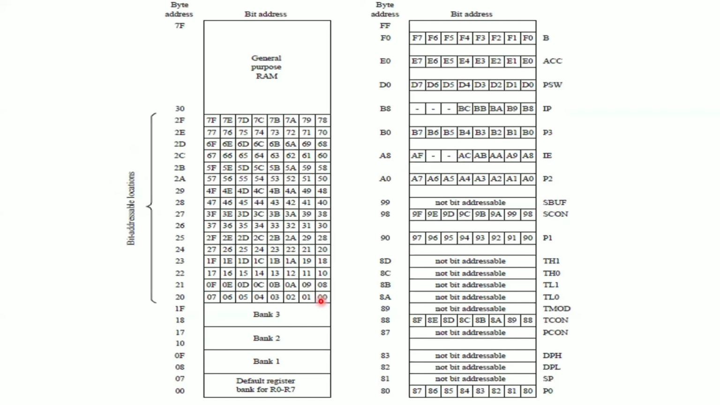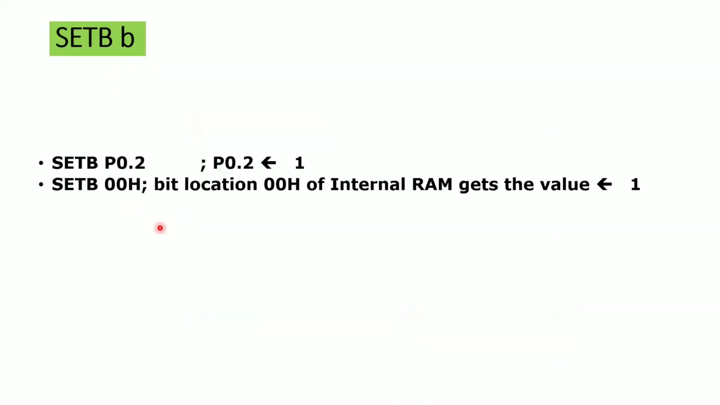And if you want to set a location of the internal RAM, this is 00H. Where is the 00H? Here in this internal RAM structure, there is a bit addressable area. If you want to access this bit addressable area, you can use these addresses. The first location of this bit addressable area is 00H. Whenever you want to store 1, you can use this instruction called SETB. Now let us take an example.